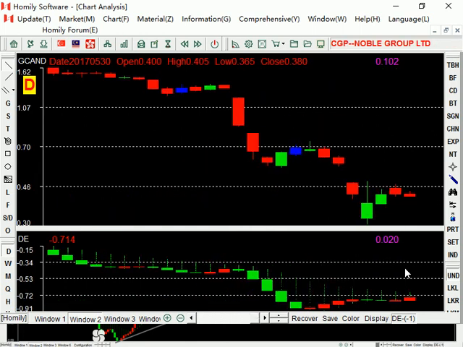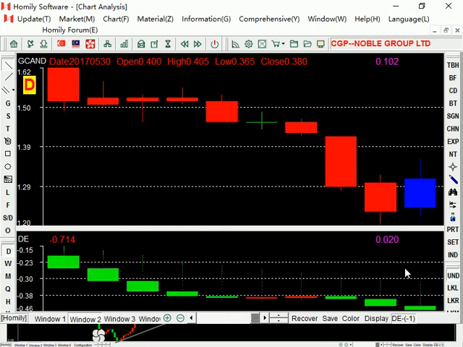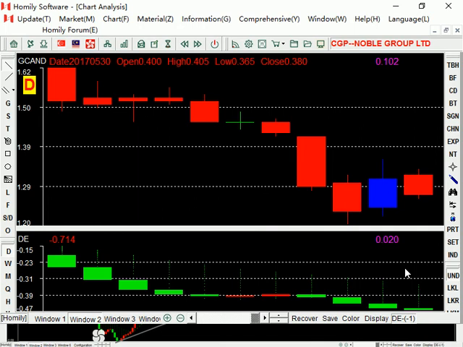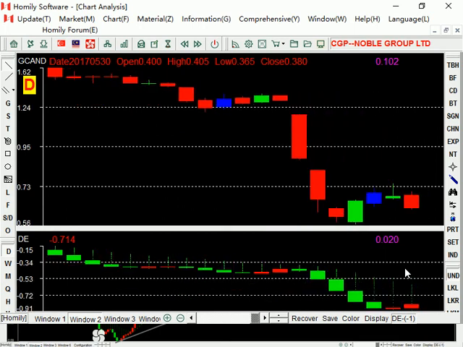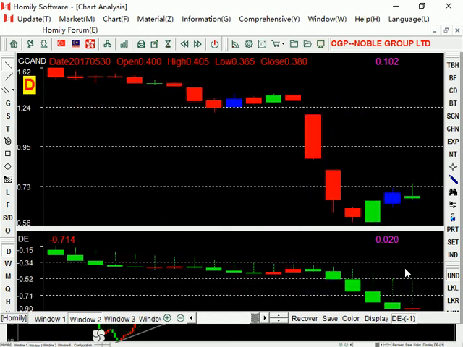Then we see this one. The blue candlestick appears, right? Next day, bank money inflow or outflow? Outflow, buy or not? No need to get in. So we can see here, blue appears. This one, can we buy or not?